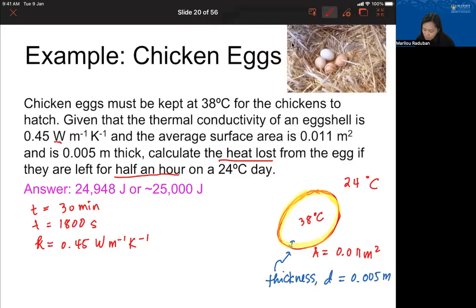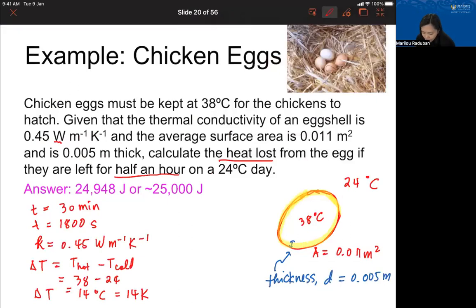Right, so if you imagine the scenario here, because there's a difference in temperature, you can also take the difference in temperature, hot minus cold, that will be 38 minus 24, 14 degrees Celsius. That's also equal to 14 Kelvin, because we've seen that if you're getting the change in temperature or the difference in temperature, as long as it's a delta T, Celsius is equal to Kelvin. So 14 degrees Celsius is also equal to 14 Kelvin.